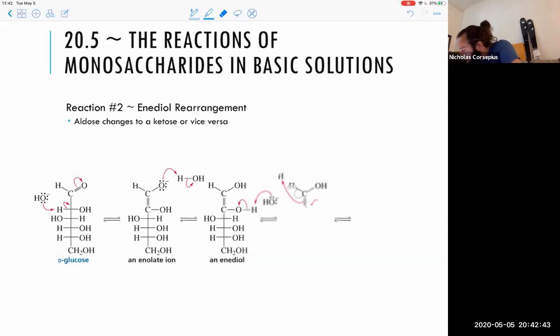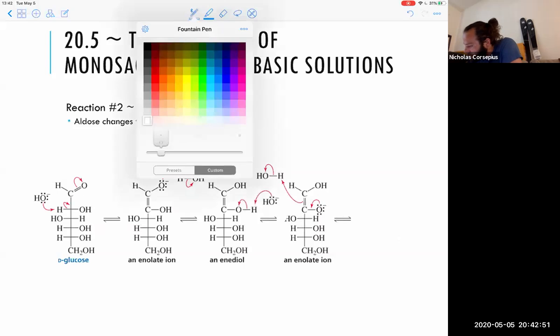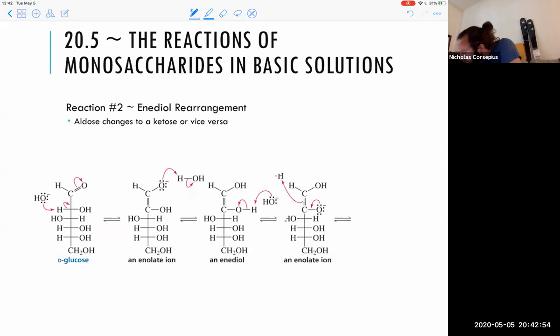We get now another enolate ion. Let's just notice the difference between these two. In our first one, our charged oxygen was up at the top. Now we've essentially flipped where that charged oxygen is. It's on carbon 2 instead of carbon 1. All right, and then that can come down our double bond again, sort of what we'd expect, acting as a nucleophile.